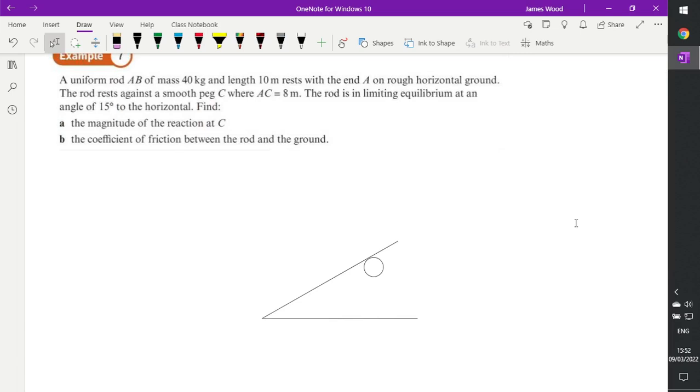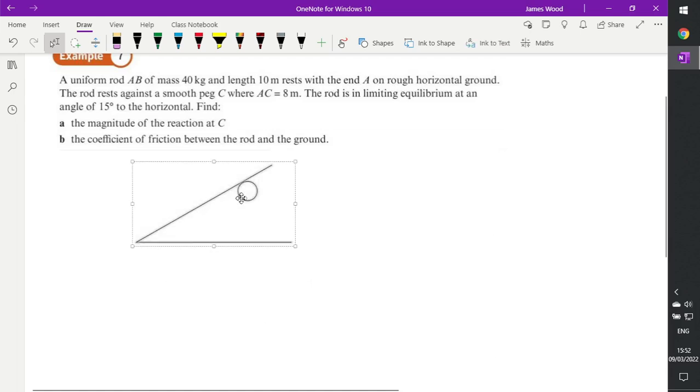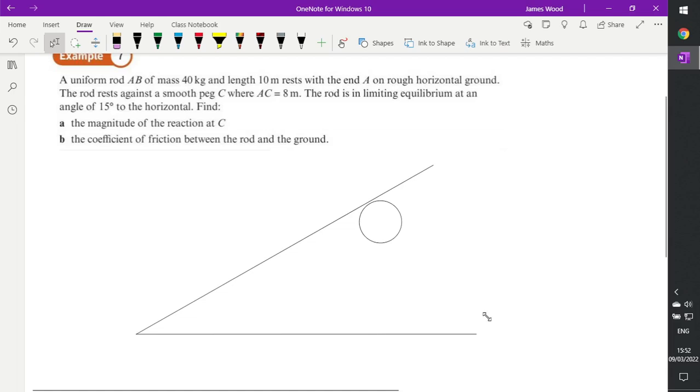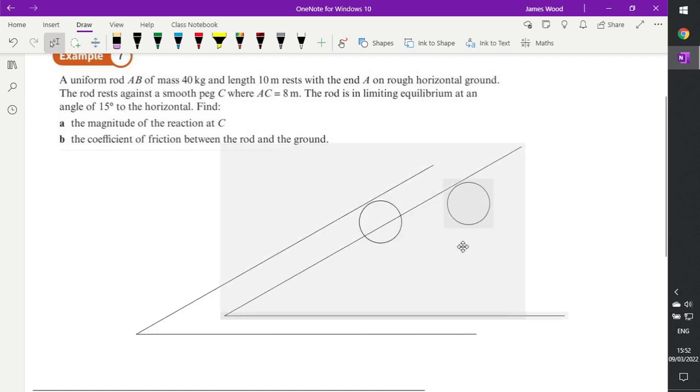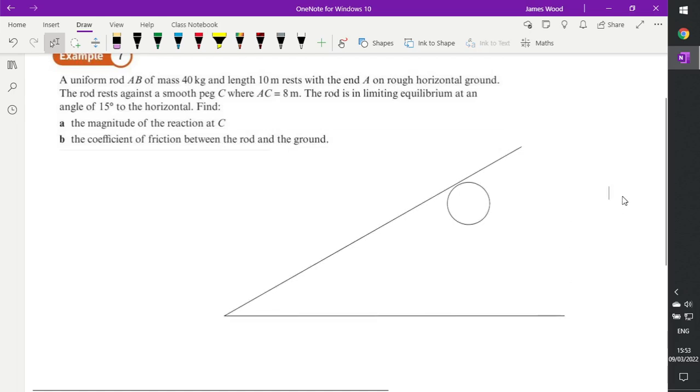Okay, for this next example, we've got a slightly different context. So we have got a plank or a rod, which it says is uniform, and it's resting on a smooth peg. So it says this uniform rod AB, so this is point A, this is point B, of mass 40 kilograms, and it's uniform, so we can put that on. So let's put the weight on halfway. This is 40G. With end A, and length 10 meters.